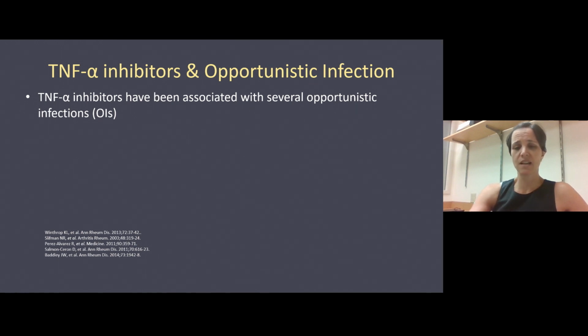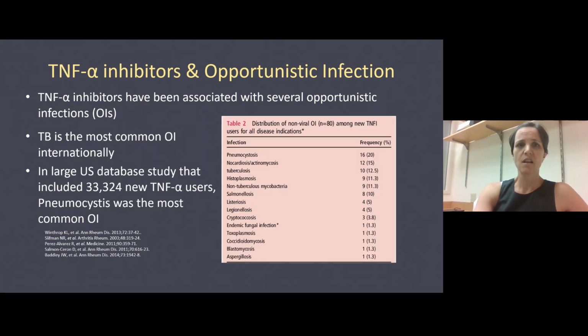They've been associated with several different opportunistic infections. Tuberculosis is the most common internationally, but that is not a very common complication in the US. In a large US database that looked at 33,000 new TNF-alpha users, pneumocystis was actually the most common opportunistic infection, followed by nocardia and then tuberculosis. And then you can see there's a whole host of other infections that include the endemic mycoses like histoplasmosis, non-tuberculous mycobacteria, salmonella, listeria, legionella, etc.